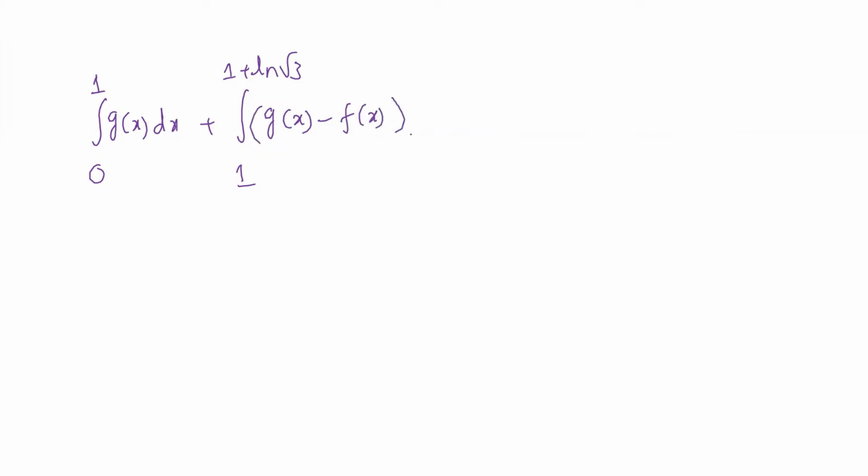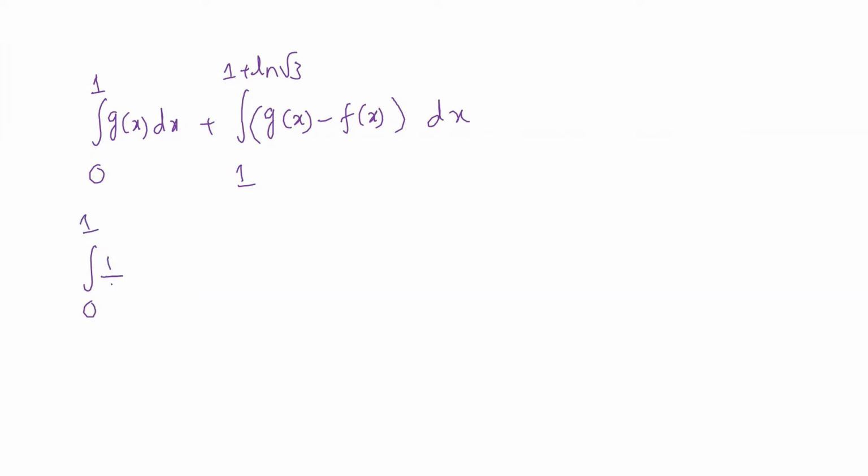So the required area according to the question is going to be from integral 0 to 1. Here we have to take only g of x dx. And to this, we have to add the area from 1 to 1 plus ln root 3, and we have to take the area made by g of x minus area made by f of x to get our required answer here, right? So that is going to be equal to integral 0 to 1.